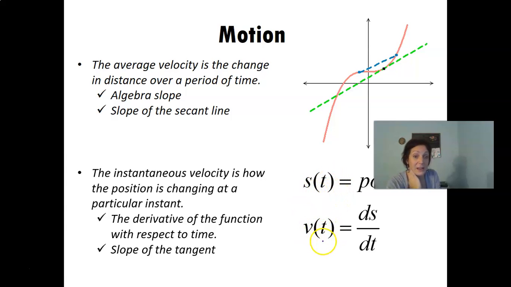Okay? So if we call position S, which we tend to do, even though it's awful, then velocity we can define in calculus as simply the derivative of position with respect to time. In other words, if you have an equation for position in terms of time, all you have to do to get an equation for velocity is take the derivative of it.